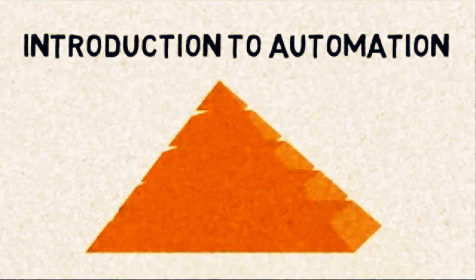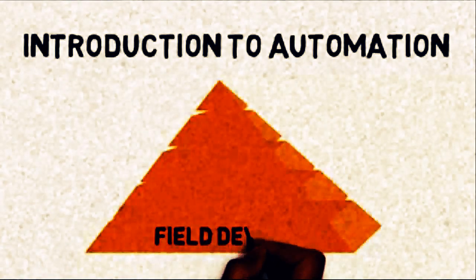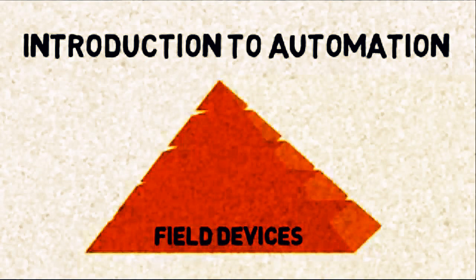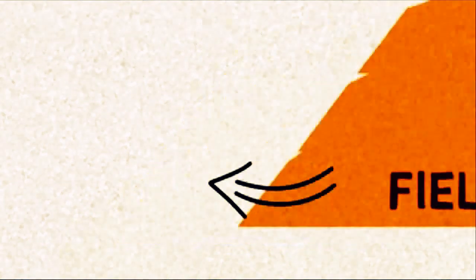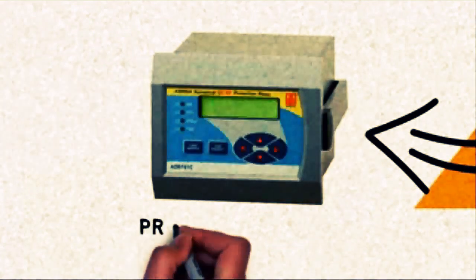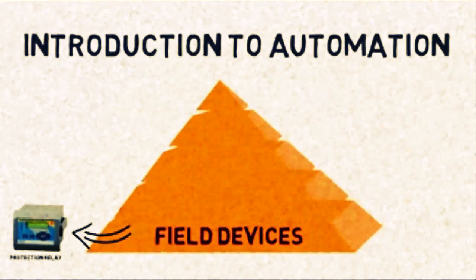This is explained in this automation pyramid. The lower part of the pyramid consists of field devices. These are the devices which are actually installed on site. They do various jobs like monitoring different processes and sending information to the upper part of the pyramid. This is the image of a protection relay which is used as a field device mostly for electrical SCADA.